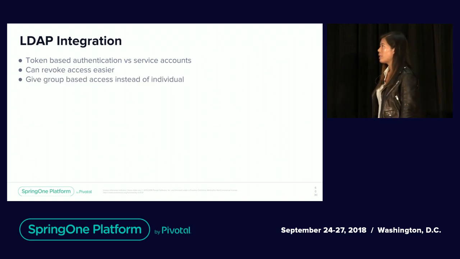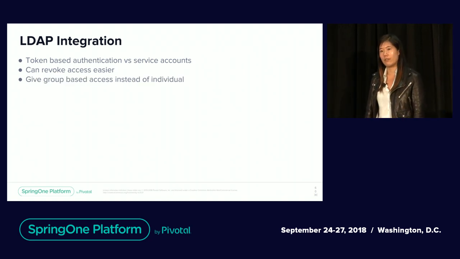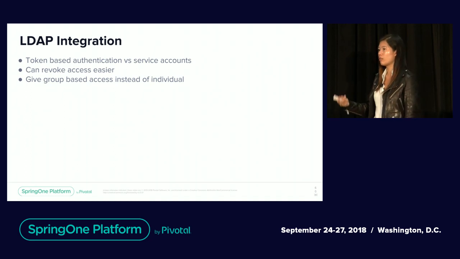The other thing we see is that we can give group-based access instead of individual. So we can have our source of truth be the LDAP server. You can see what users belong in what group. You can give and revoke access based on groups, instead of having to keep track yourself of a mapping of service accounts that you've handed out in kube configs to different users. And keeping track of that gets really messy, right? So it's a lot simpler and more intuitive to reason about.